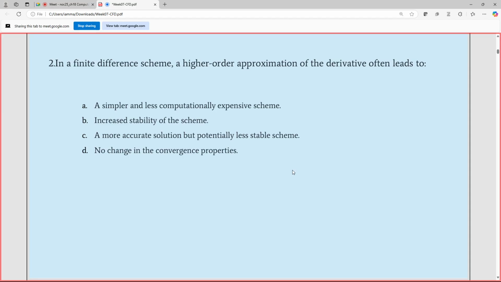So the question is on what will happen if we take a higher order approximation of a derivative.